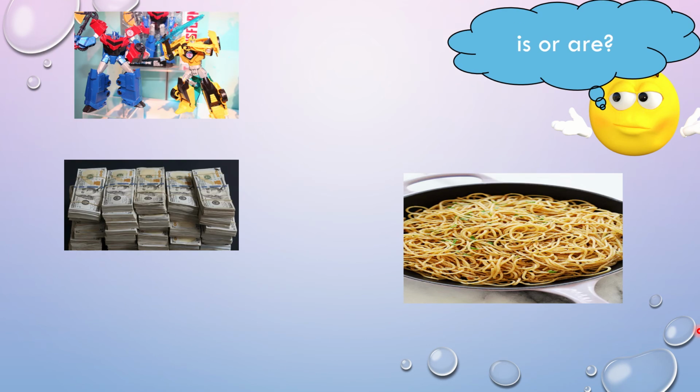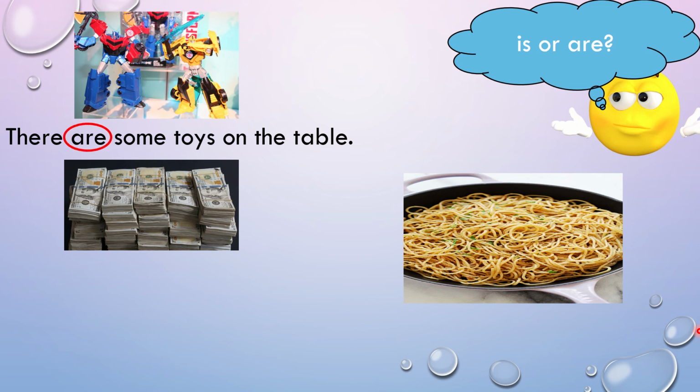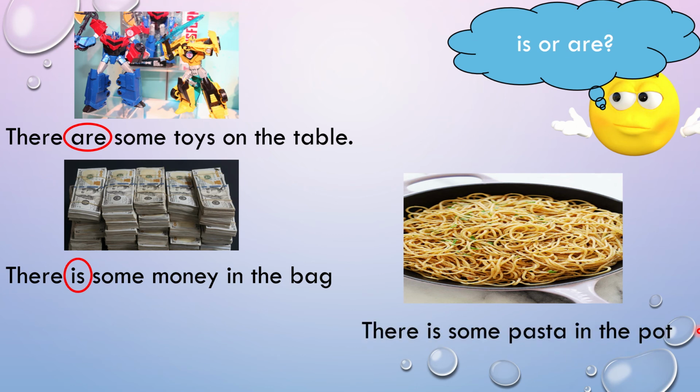Do we use is or are? There are some toys on the table. There is some money in the bag. There is some pasta in the pot. Is.